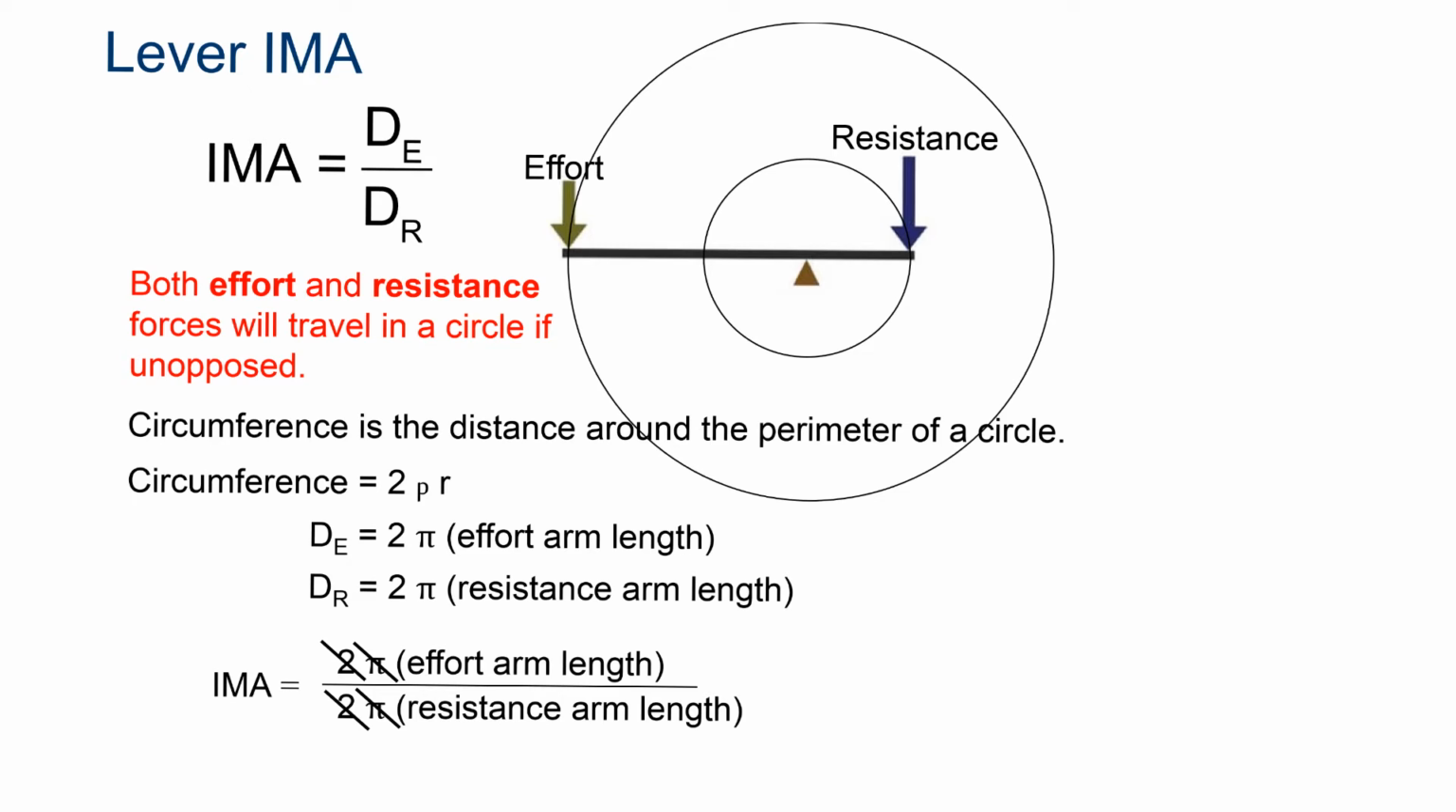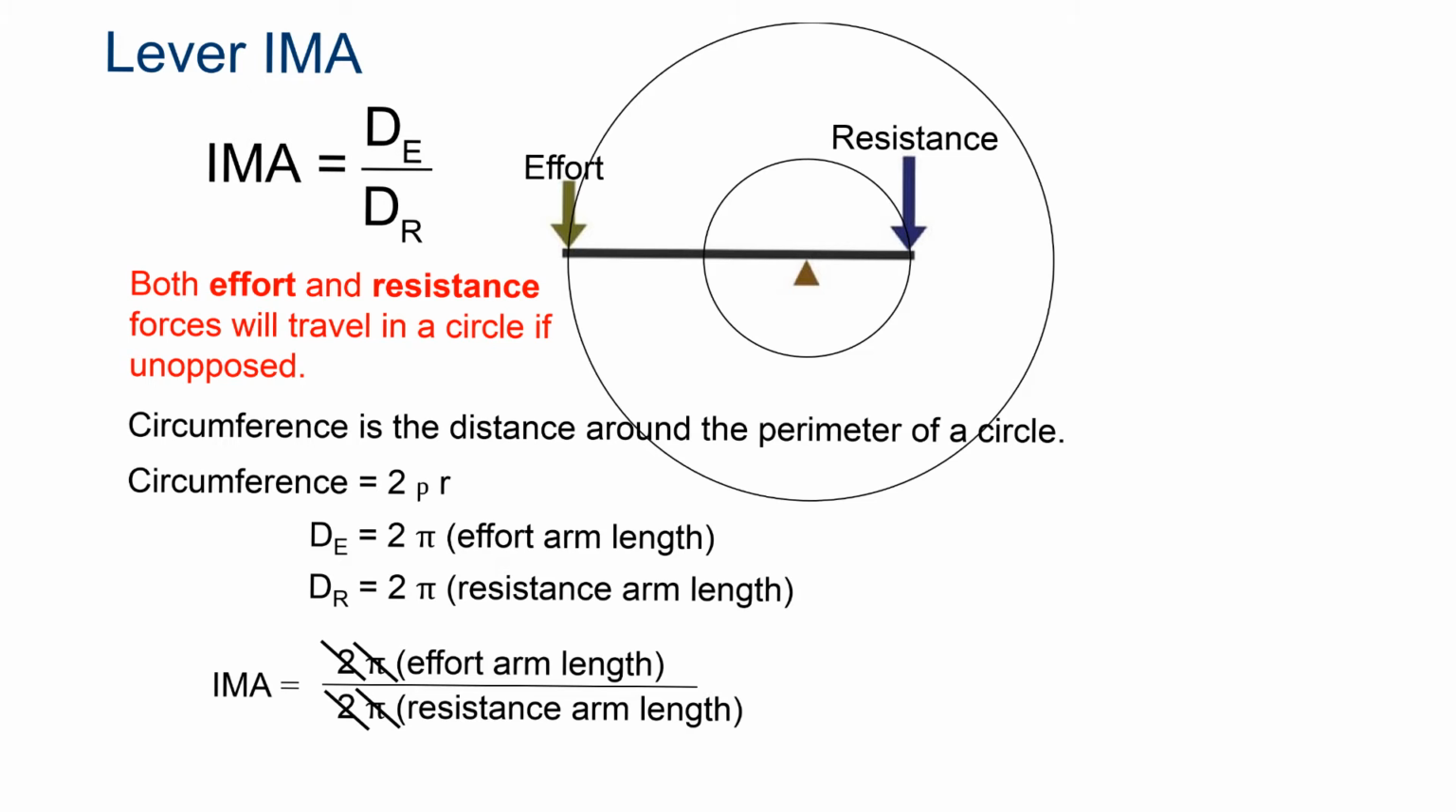Lever ideal mechanical advantage. So our ideal mechanical advantage is the effort distance over the resistance distance. If we had a lever, and what class lever is this? First. So they're on opposite sides of the pivot point. When you think about the distance the effort force would go, if you kept pushing, it'd go around in a big circle like that, right?